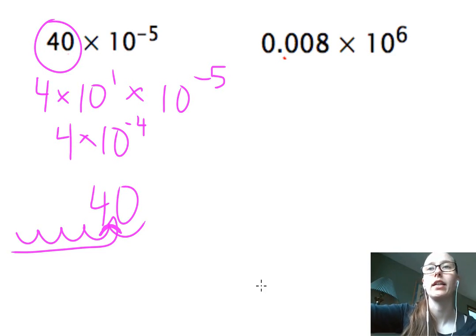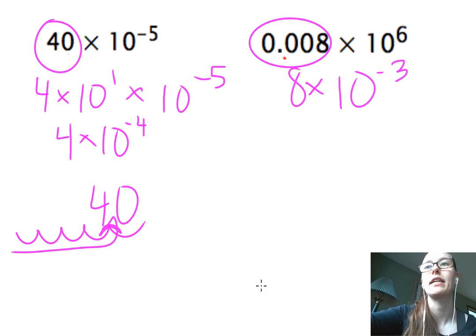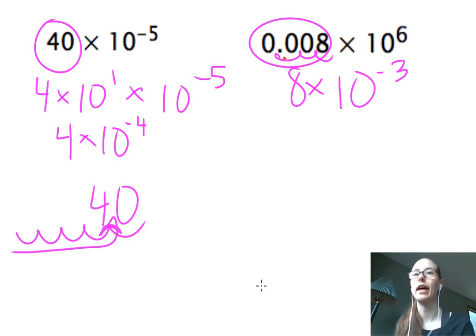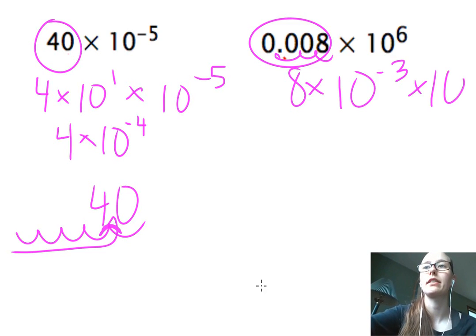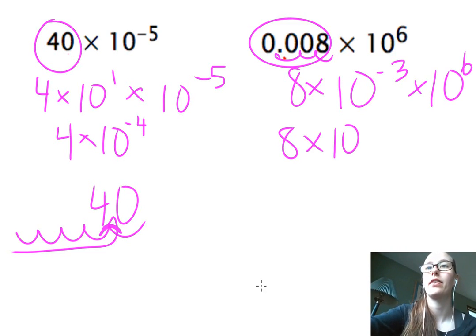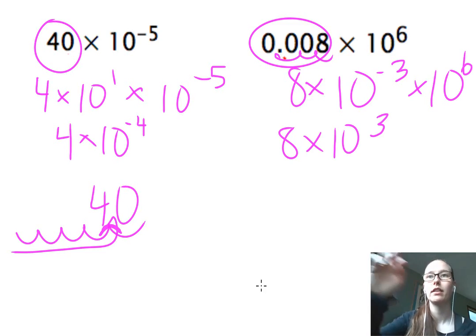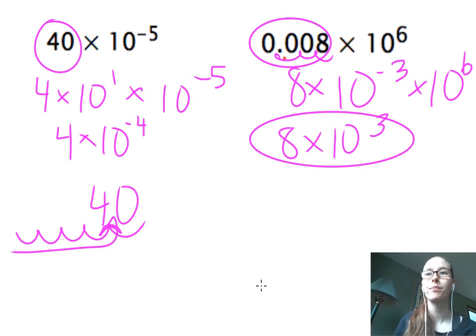Now on the right here, we can make this number into scientific notation form, and I would get 8 times 10 to the negative third, because I move it 3 times and it's a small number, times 10 to the 6th. Using the product rule, we get 10 to the third power, because negative 3 plus 6 is positive 3. So this would be my final answer.